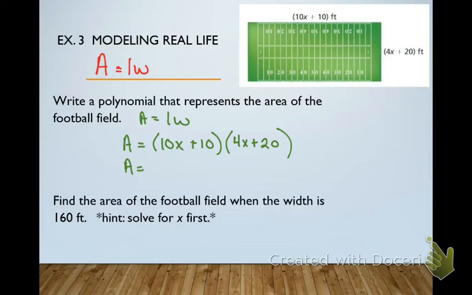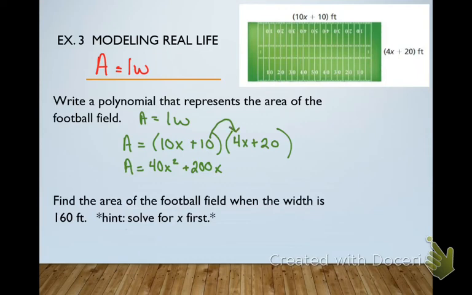You think that's going to be similar to what we just did in the first two examples? Absolutely. I see two binomials, so I'm going to do my FOIL method. I'm going to multiply my first terms by each other. What's 10x times 4x? 40x squared. What's 10x times 20? 200x. What's 10 times 4x?